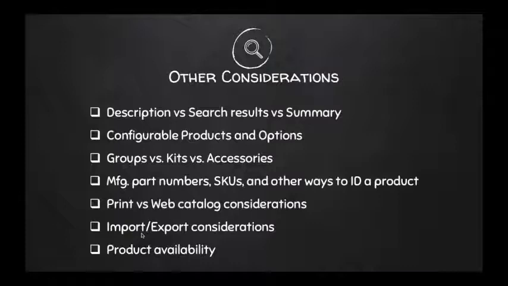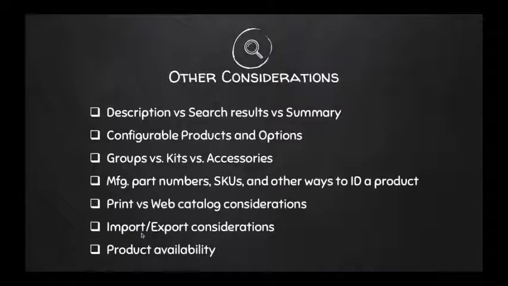Other things that I mentioned briefly were manufacturing part numbers, SKUs, barcode IDs, any other way to specifically uniquely ID a product. Other things to consider, print versus web catalogs.